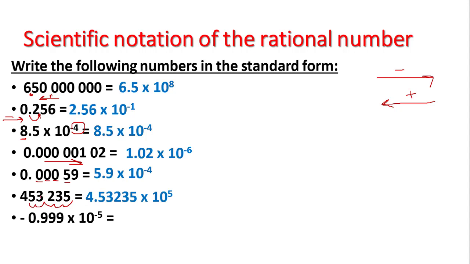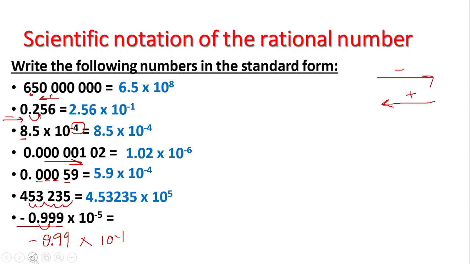Okay. Let's look at the last one. Here we have negative 0.999 times 10 to the power negative 5. Okay. Here, let's look at this part at first. If I want to write it in the standard form, I write negative 9.99. I move the decimal point to the right, so it will be negative. So negative 9, and I'll write the point and 99. Okay, times, I moved the decimal point to the right, so 10 to the power negative 1.